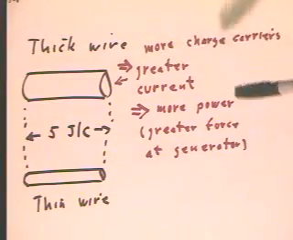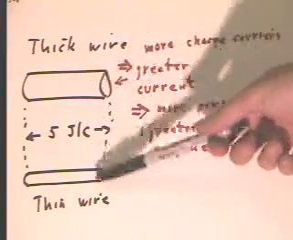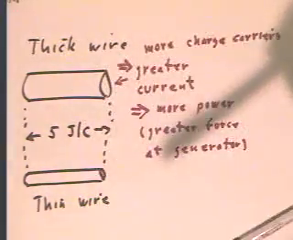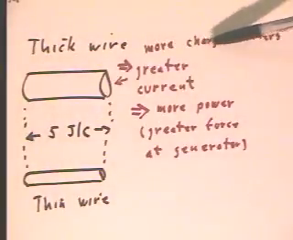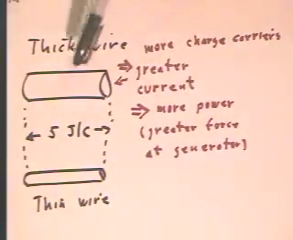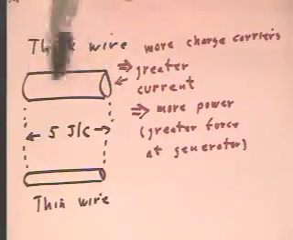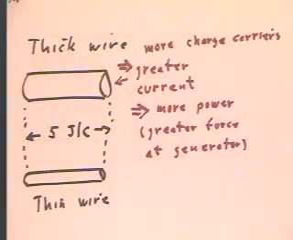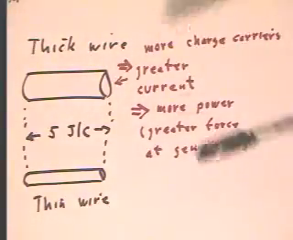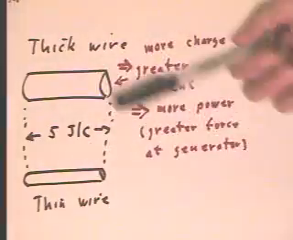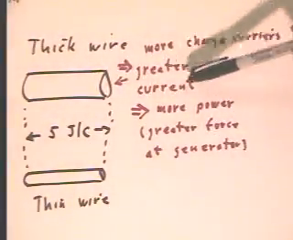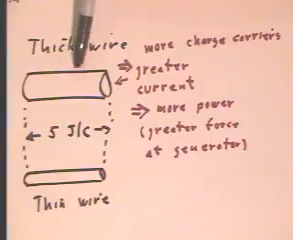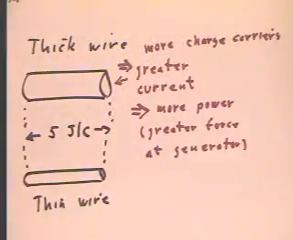Okay, if we have the thick wire, and assuming again that the wires are of the same material, the thick wire is then therefore going to have more charge carriers, in this case more electrons available, which implies greater current. There's a greater current in this wire than there is in this wire. Now, if there's a greater current, that means there are more electrons flowing past a point at a given time.